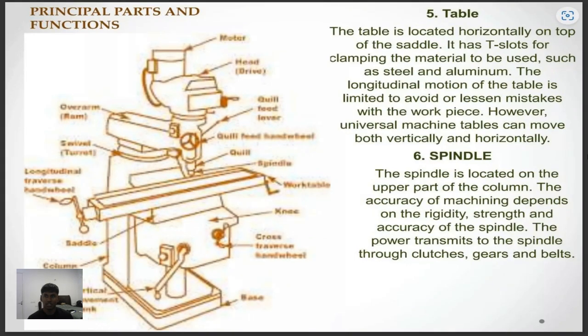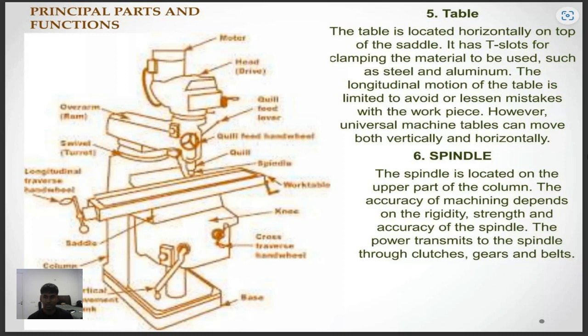Table. The table is located horizontally on top of the saddle. It has T slots for clamping the material to be used, such as steel and aluminum. The longitudinal motion of the table is limited to avoid or lessen mistakes with the workpiece. However, the universal machine tables can move both vertically and horizontally.